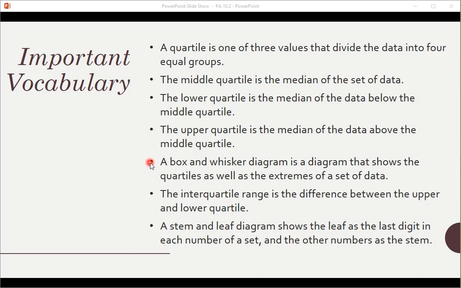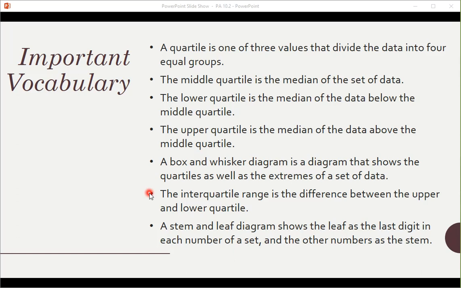Then we can use what's called a box and whisker diagram that would allow us to show the quartiles as well as the extremes or the end points of a set of data. It's a very easy way to just visualize relationships within a set of data. If you're looking at that, you can look at what's called the interquartile range. That's the difference between the upper quartile and the lower quartile. It allows you to see more of a central tendency of a set of data.